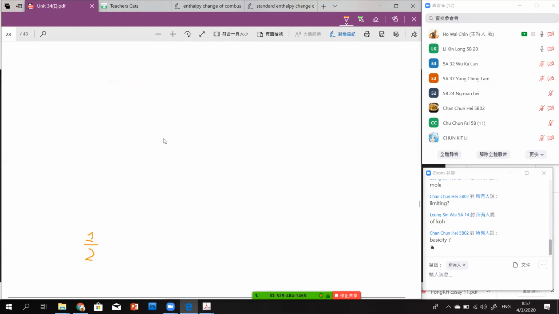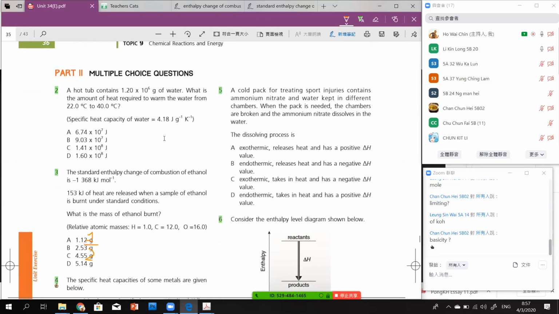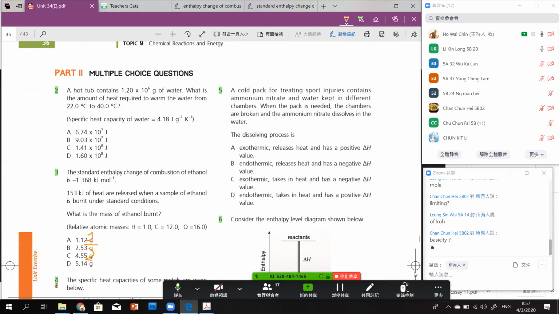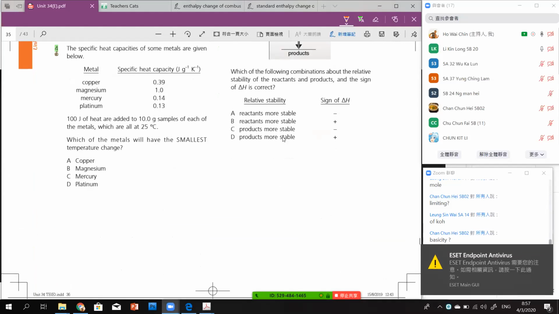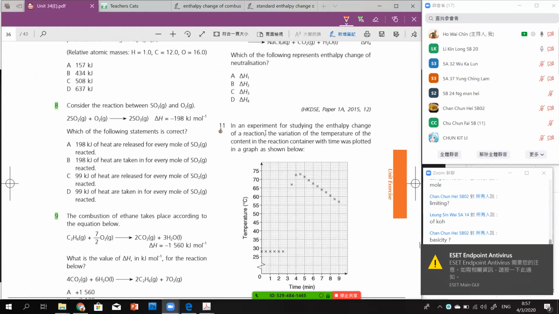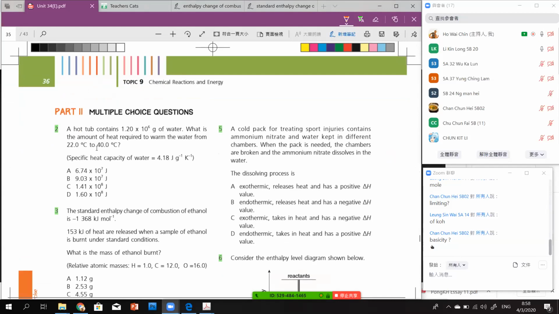Take a look at the MCs, which are on this page. The one which is circled in green, I just highlighted in green. That is what you have to attempt, which means all questions, except question 11. Question 11, I still haven't talked about it, so leave it for later. Spend some time on it now.